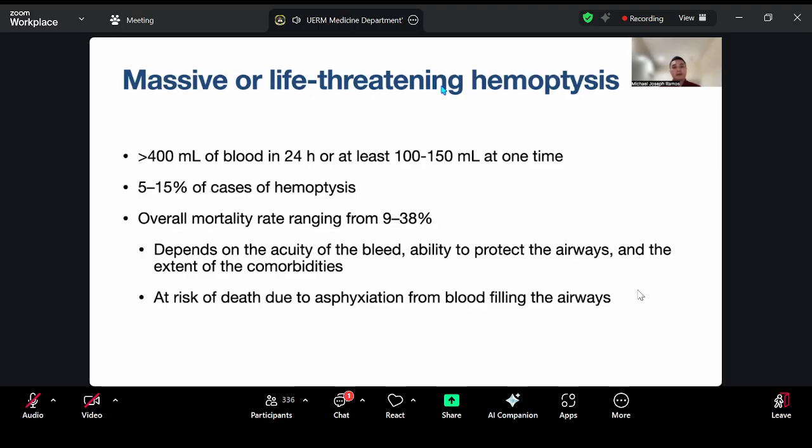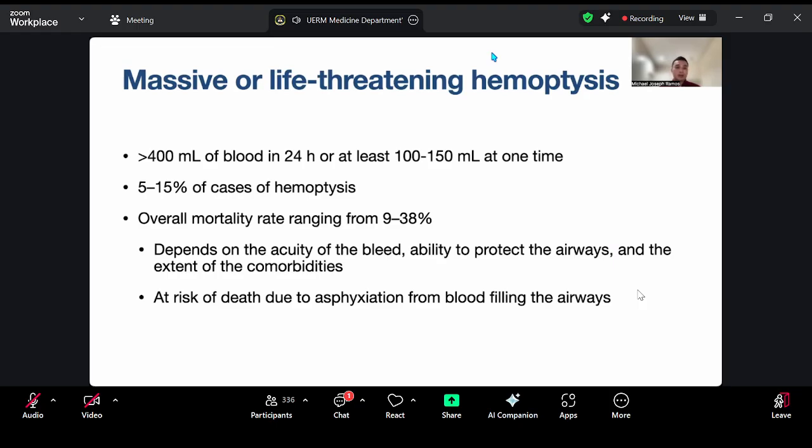Hemoptysis is labeled massive or life-threatening if the volume of hemoptysis is more than 400 ml for the past 24 hours, or at least 100 to 150 ml in one instance. Fortunately, it only accounts for 5 to 15% of cases of hemoptysis. However, it carries a substantial mortality rate of 9 to 38%.